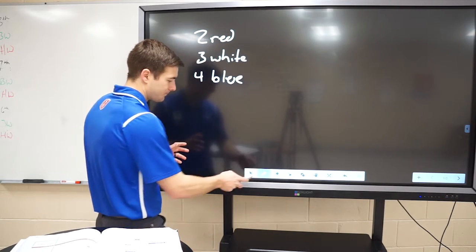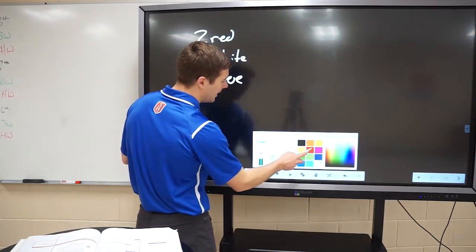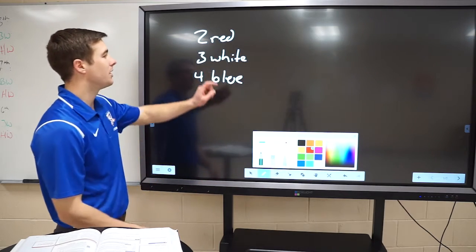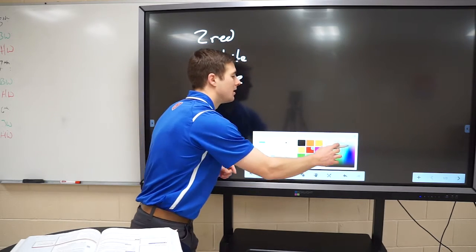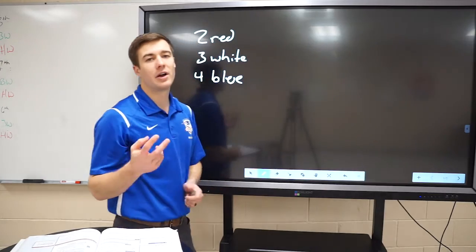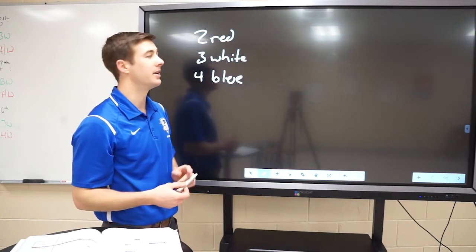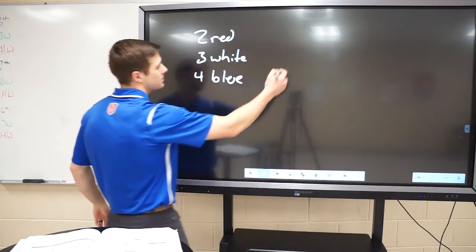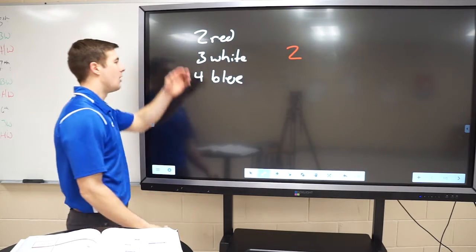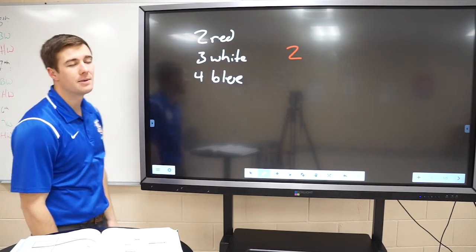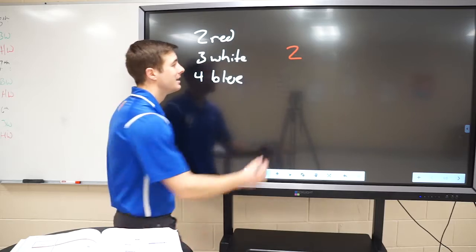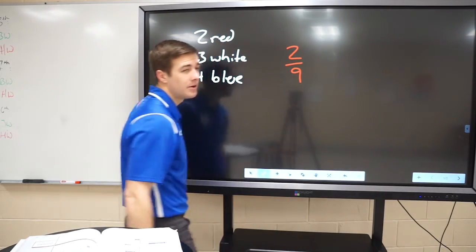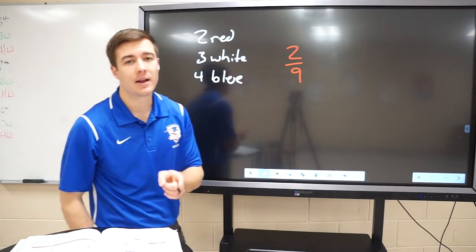So both marbles have to be red, right? And so we'll put our red up here. What's the probability on the first draw? What would be the probability of us drawing a red marble? We have 2 red marbles, so that's our favorable. And all possible, 4 plus 3 plus 2 is 9. So we have a 2/9 probability that our first draw will be red.